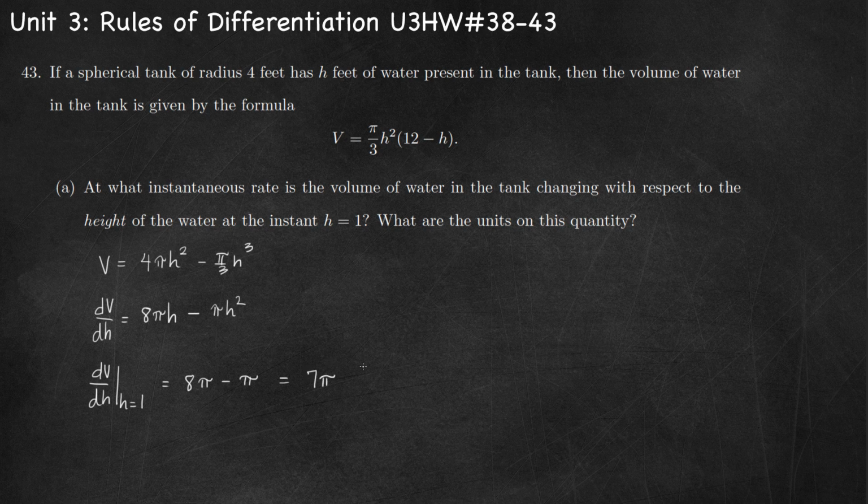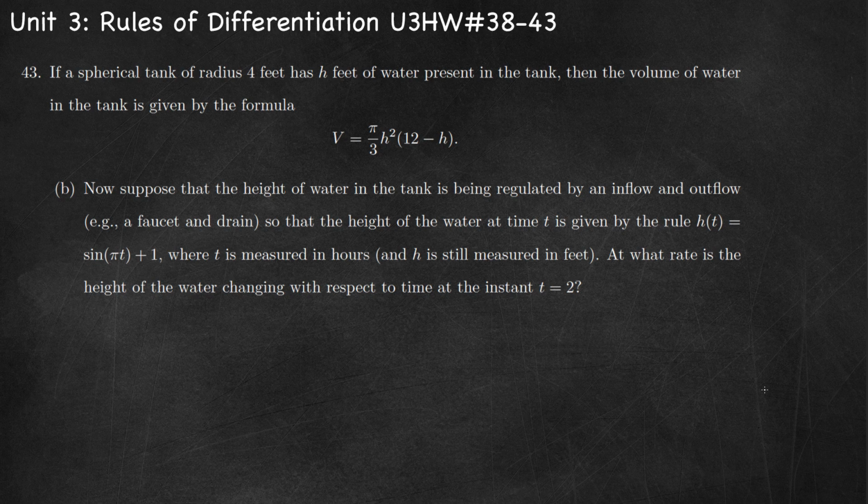The units on this quantity will be the units for V per the units for h. So the units for V, my volume, is cubic feet, and the units for h are feet, so cubic feet per foot.